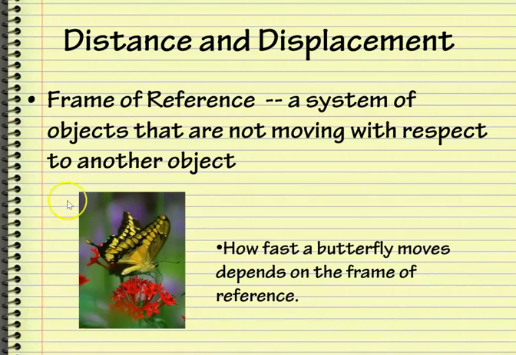So frame of reference, we need a starting point. We need something to think about that is a system of objects that are moving with respect to one starting spot. Okay, and that's our frame of reference. So the question is, how fast does the butterfly move? It depends on the frame of reference. So if I'm just sitting there looking at this beautiful butterfly and it gets off of that plant and starts flying away, with that, what a typical butterfly speed is, that's what its speed would be.